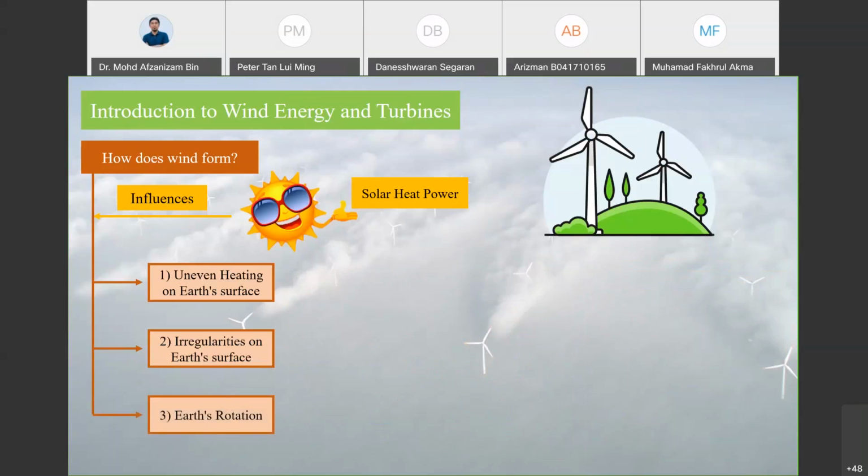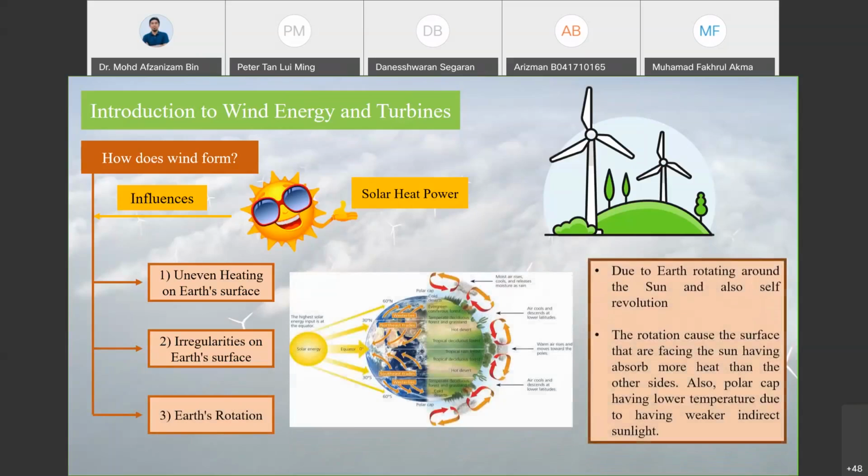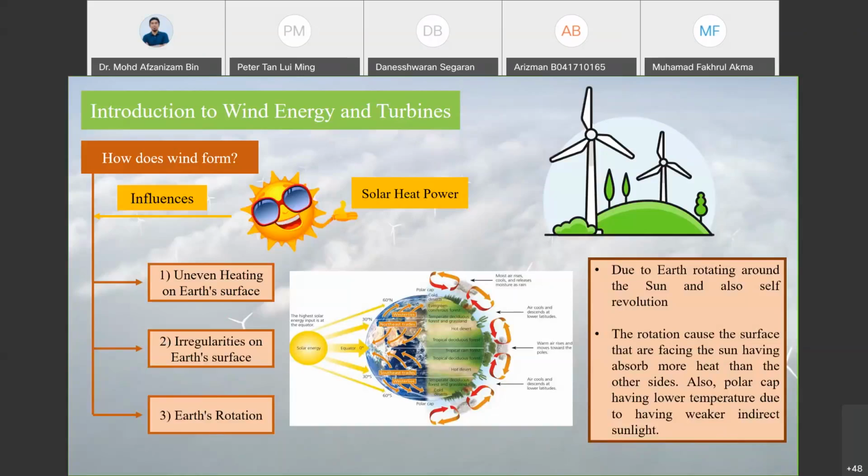The third reason is due to the Earth's rotation. Earth is like an oval shape, so different parts will receive different irradiance from solar energy. In Malaysia, we are on the equator, so we absorb more solar heat. And due to the rotation, different parts of Earth absorb heat at different times.